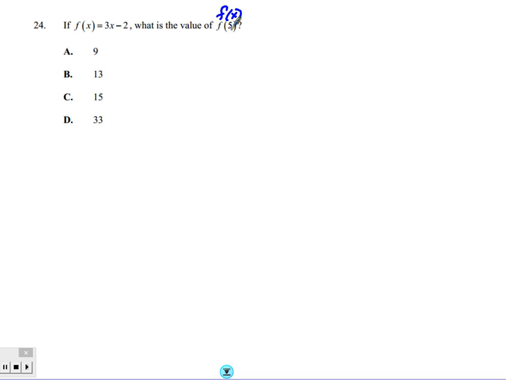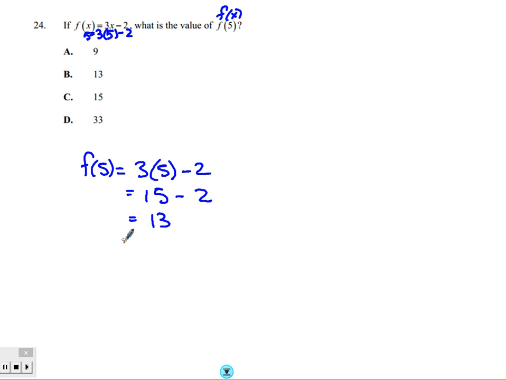That helps me see x is 5. So everywhere I see an x in here, I'm going to put a 5. So this says 3 times 5 minus 2. Let me write this out better. F of 5, 3 times 5 minus 2. 3 times 5, 15, minus 2 would be 13. So f of 5 is 13. And I check my answers, and yep, it's there.